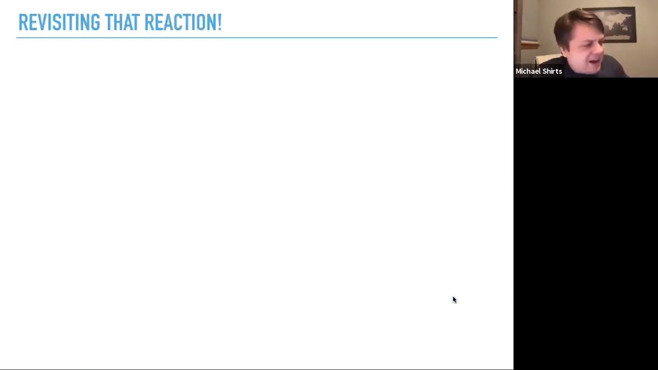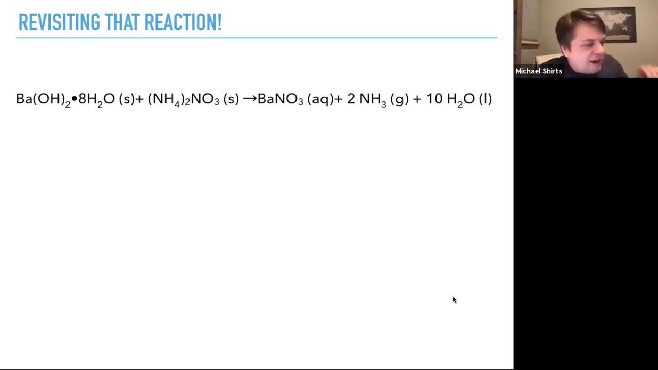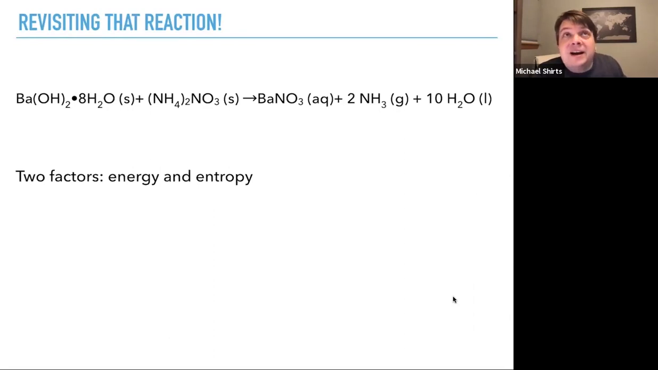So let's revisit that reaction about what's going on. If we actually put the phases in, remember this is a reaction where you mix together two solids, and it became like a slurry, because what would happen is you have barium nitrate, but you also had ammonia gas being released, and H2O liquid being released as well. So it was going from something that was entirely solid to something that had a lot of liquid and gas as well, and like a solvent, an ionic solvent dissolved in the liquid. That's pretty disordered as well compared to solid crystals.